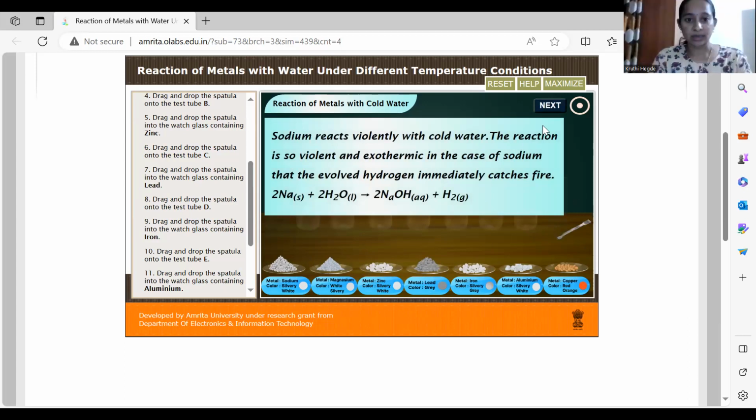So here we can conclude that sodium reacts violently with cold water. The reaction is so violent and exothermic in the case of sodium that the evolved hydrogen immediately catches fire, and the reaction goes like this. So here we have understood how metals react with cold water.